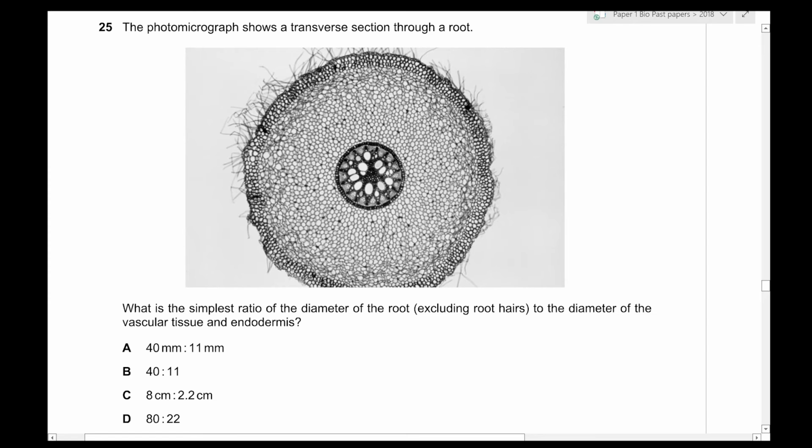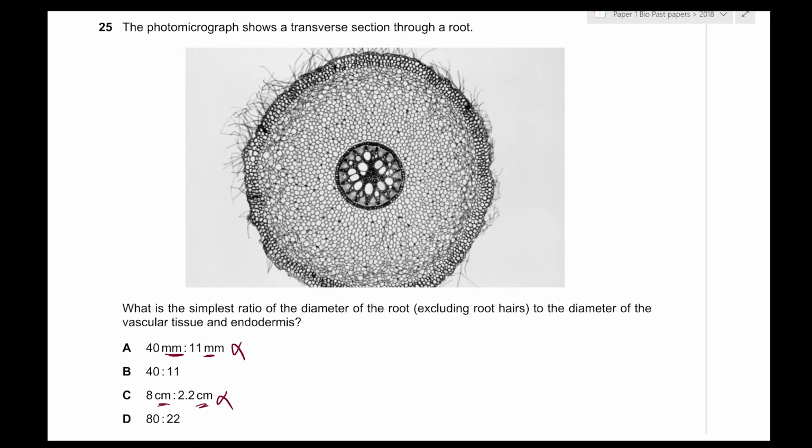Question number 25. The photomicrograph shows a transverse section through a root. What is the simplest ratio of the diameter of the root? Now, first of all, the first thing to note in a ratio is that it never has units. And by the way, we do not actually need to measure anything in this situation. So we all know that this is going to be incorrect because ratios don't have units.